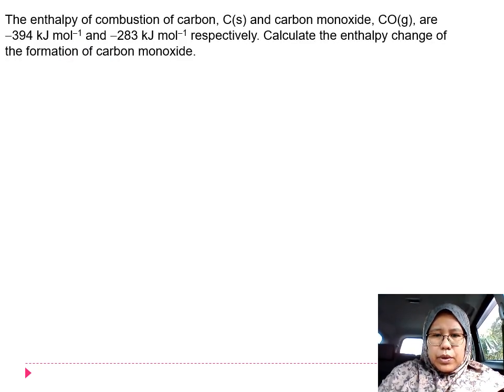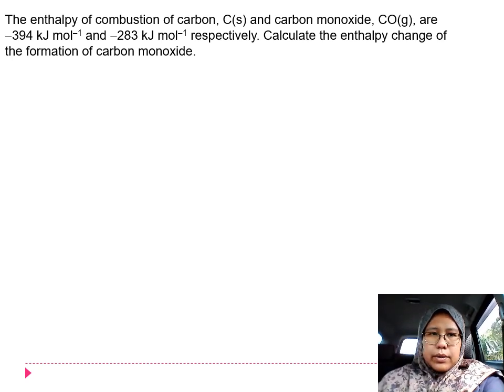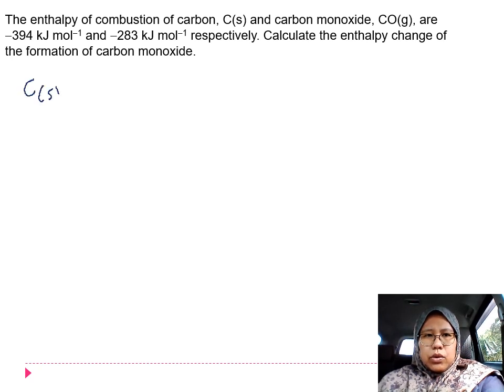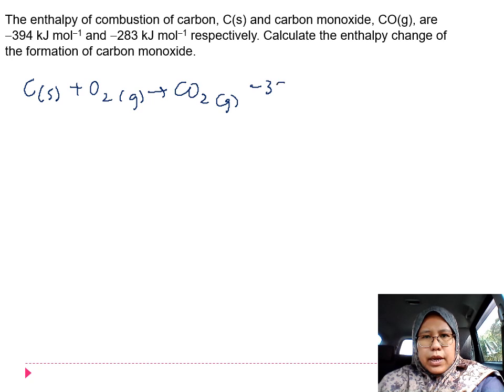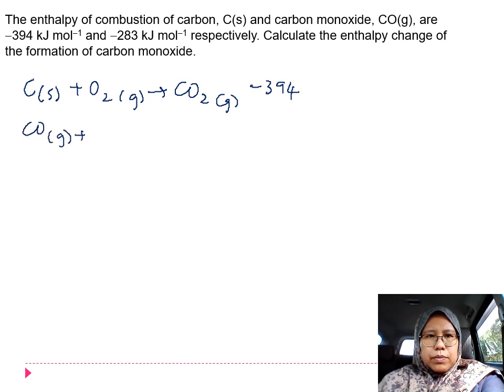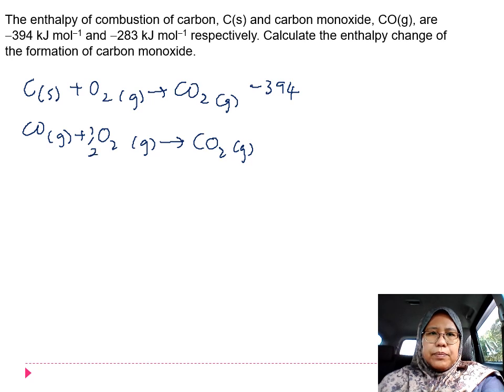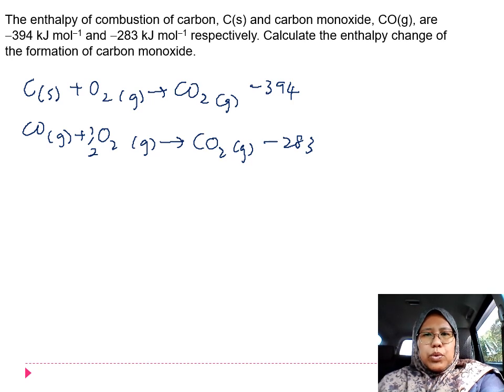Okay, the first thing that we're going to do is to write down the equation of combustion according to the data given. So carbon solid plus oxygen gas becomes CO2 gas. So this is negative 394. The value might change slightly. And then carbon monoxide is a gas. It will be combusted with oxygen to form carbon dioxide also. So this one would be only half, right? Negative 283.